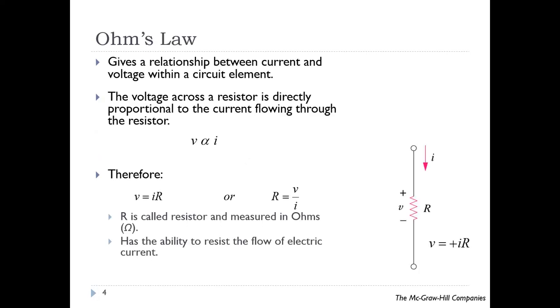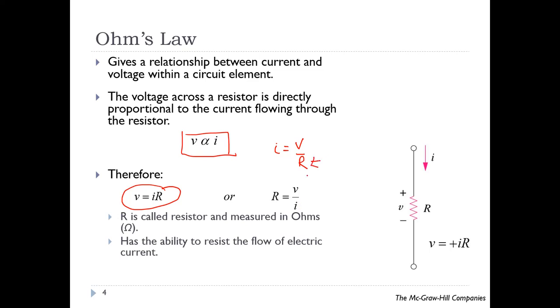Okay, so for the case of Ohm's law, it gives the relationship between current and voltage within a circuit element. The voltage across a resistor is directly proportional to the current flowing through the resistor. So V is directly proportional to current. Therefore, from this relationship, it can be replaced with this equation, V equals IR, or you can also write I equals V over R, or R equals V over I.